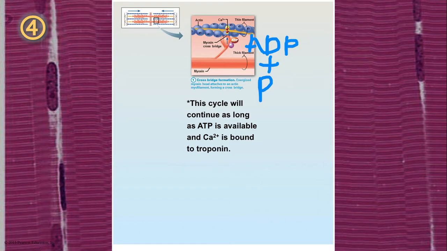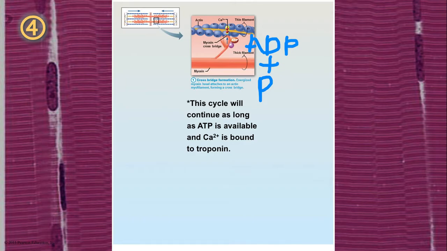ATP. Because remember, if you take these two things and stick them together, you get ATP. Okay? But we have them apart. We have both an ADP and a phosphate bound to myosin, and so now he's stuck to the actin. Okay, so they're stuck together.